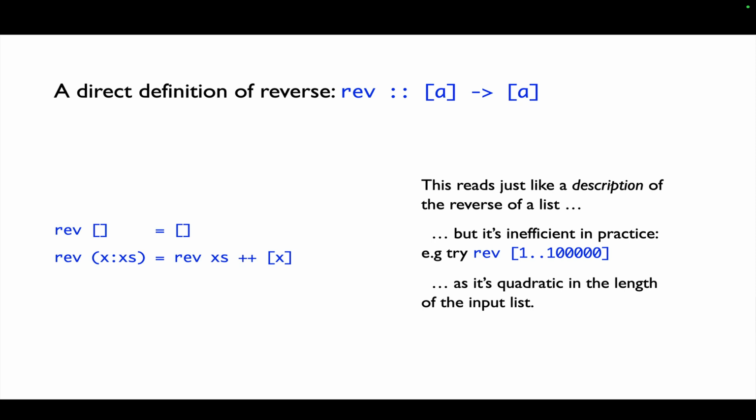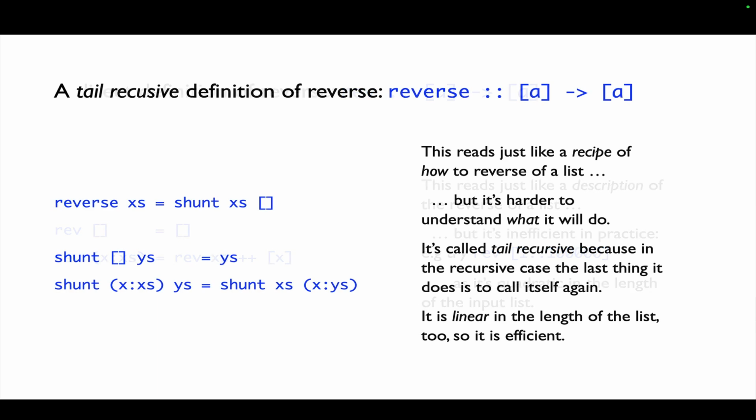But because of the way we're using concatenation here, it's inefficient in practice. So if you try evaluating rev of the list 1 up to 100,000, you will see that its evaluation is slow, and you'll need to interrupt it with Control-C. And that's because this algorithm is quadratic in the length of the input list. So let's look at a way of writing a definition which is much more efficient.